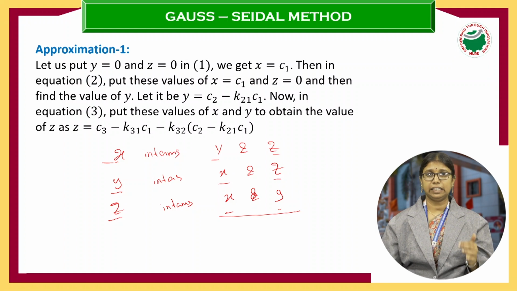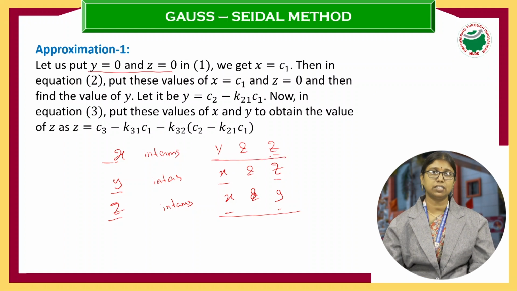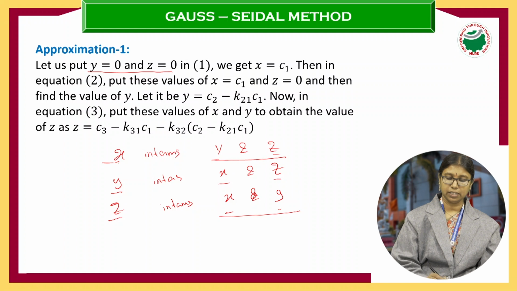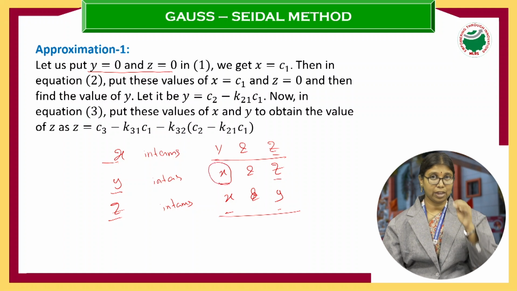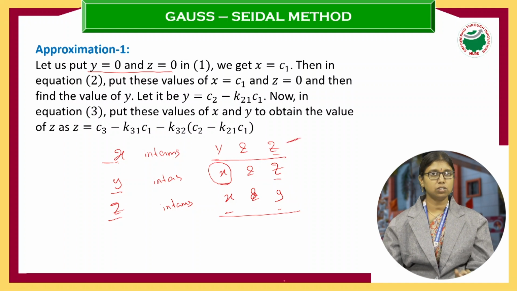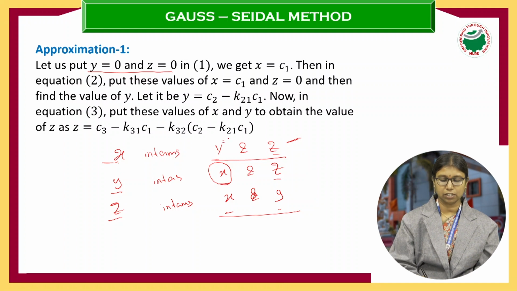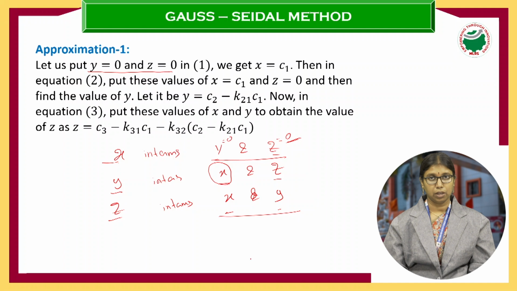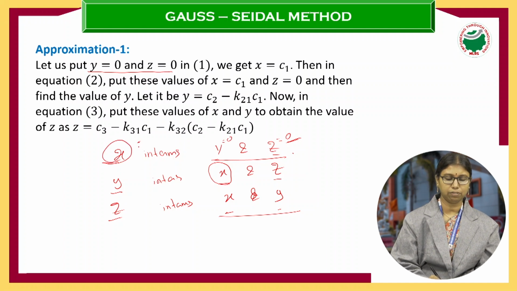So you start the iterations with 0 values. That means you have to consider both y and z values as 0 in the first iteration. Then you will get some value for x here. You have to use that x value. Always you have to take the latest values of x, y, z. In the first step, since we don't know any value regarding the solution, I choose y value as 0 and z value as 0. By taking y equal to z equal to 0, you will get some value for x.